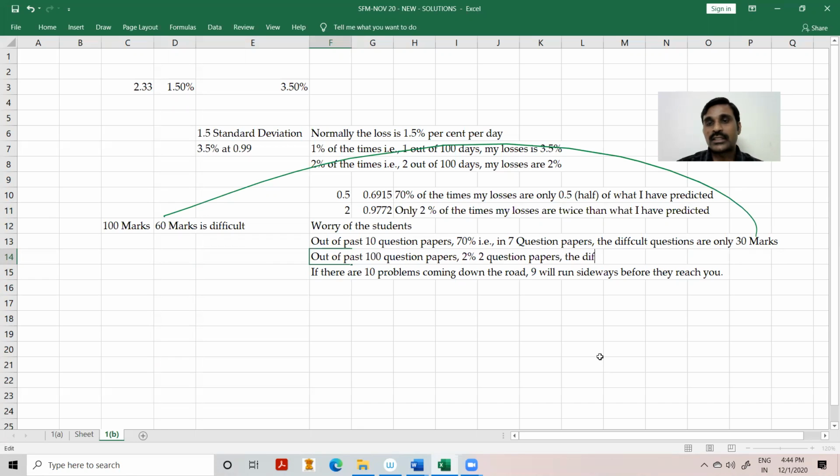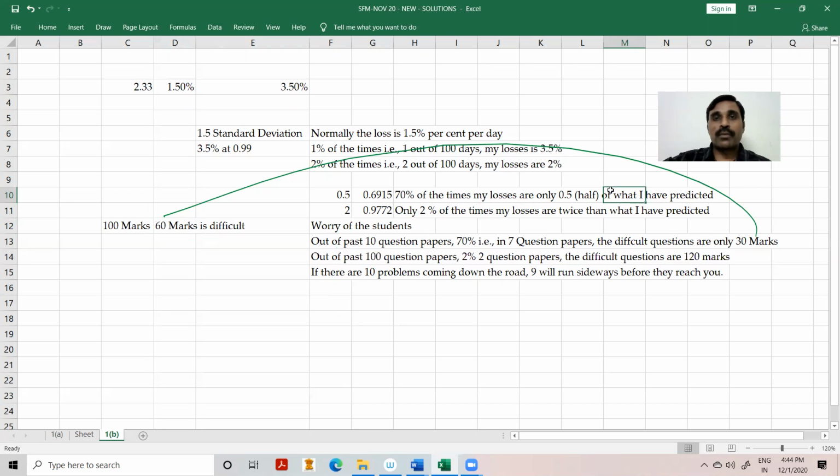the difficult questions are 120 marks. Sir, how come 120 marks including choice? That means out of CA history, only two times the entire question paper is difficult. Remaining time, 70% of the times, only half of the question paper is difficult than what we have predicted. So if we have predicted that 60% is a difficult question paper, but the actual difficulty is only 30 marks. Remaining question paper is easy to solve.